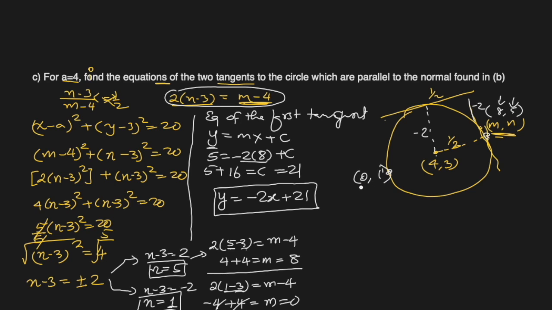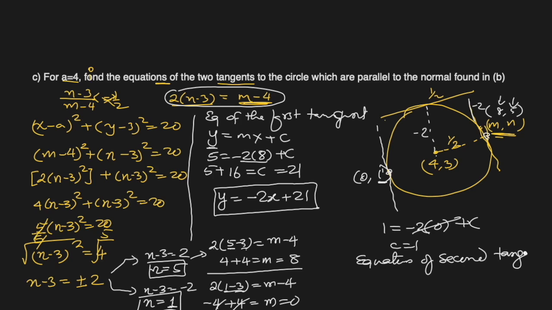So let's find the equation of the tangent which will pass through this point here. y equal to mx plus c again. So in this case y is 1 equal to -2 times x, which is 0, plus c. 2 times 0 is 0. So c is 1. The equation of the second tangent is y equal to -2x plus 1. Done.